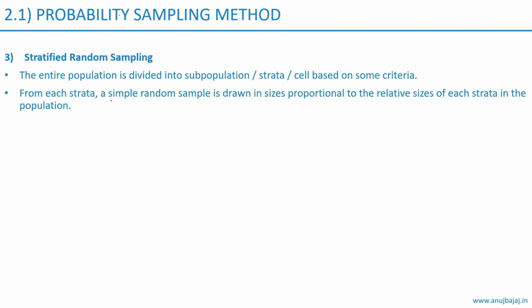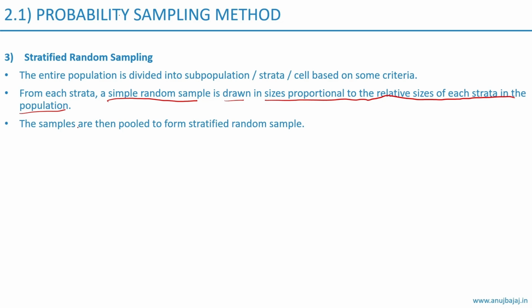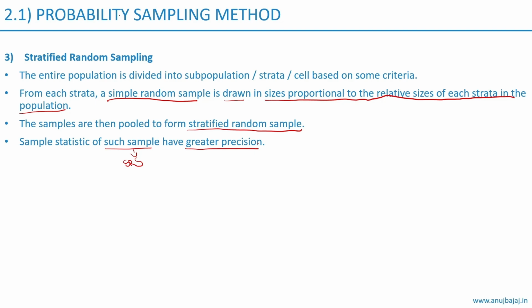From each strata, a simple random sample is drawn in sizes proportional to the relative size of each strata in the population. Then the samples are pooled to form the stratified random sample. The sample statistic of a stratified random sample has greater precision in forecasting the population parameter.